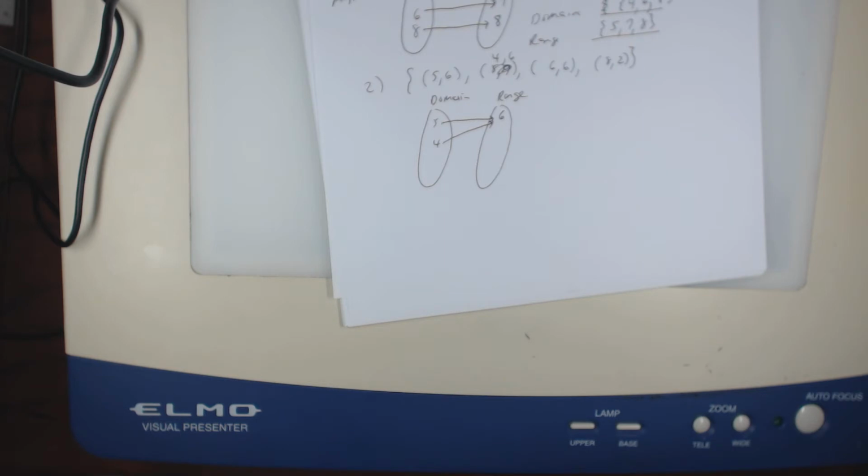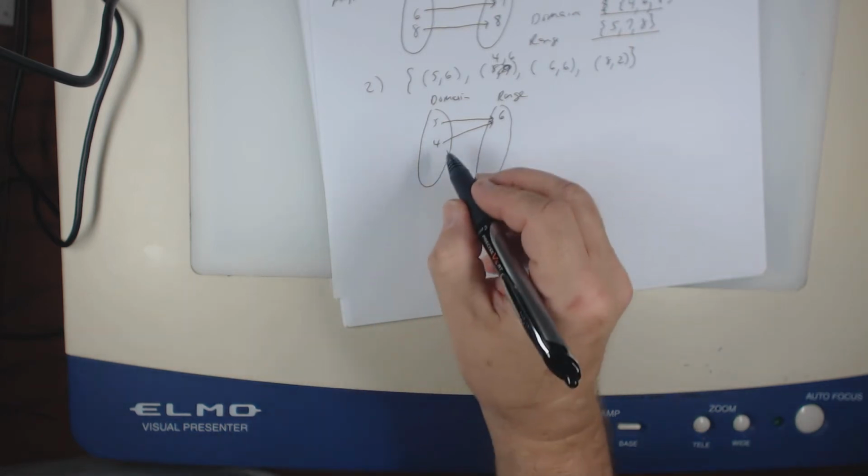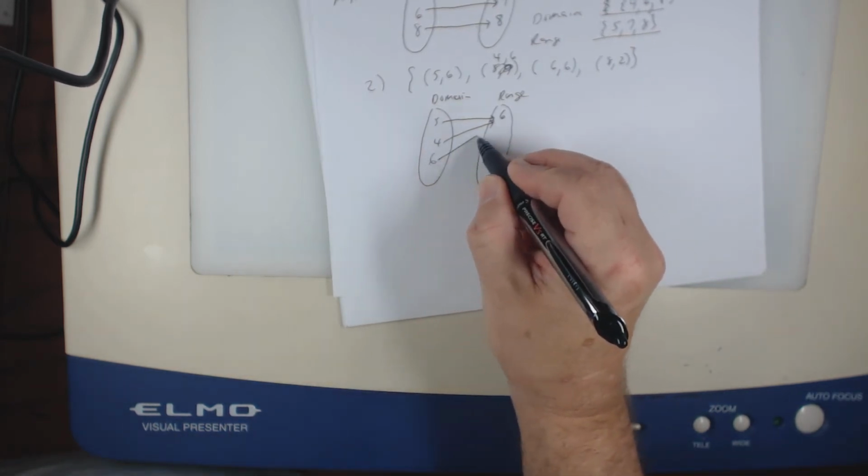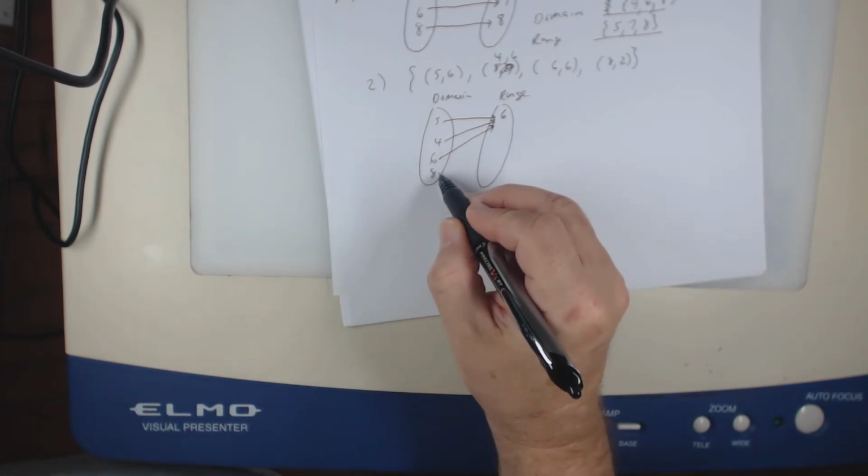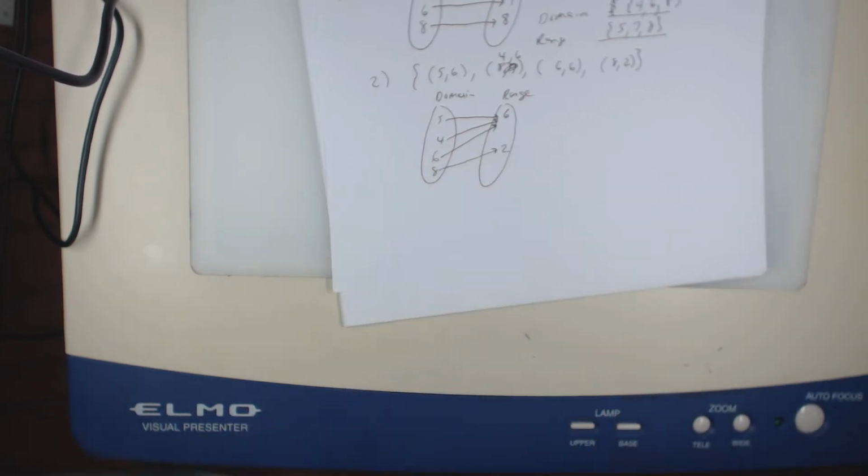Okay? What's the next element in your domain? It gets mapped to what? Six. Don't list it again. What's the next element in your domain? Eight. It gets mapped to what? Two. Okay. Now, is this a function? Yes. Does anyone disagree?